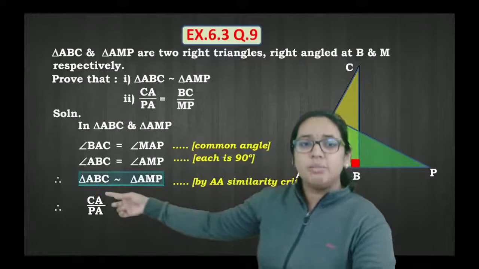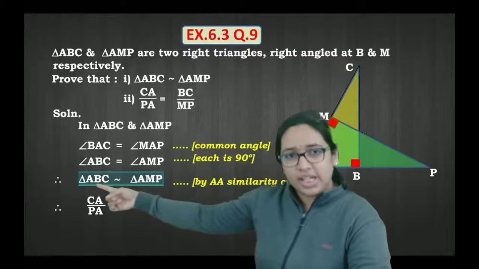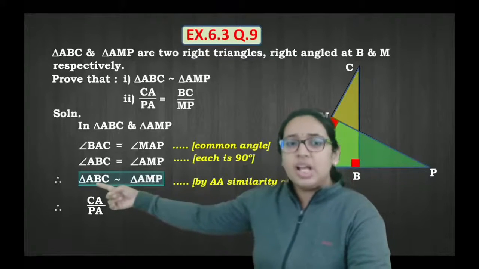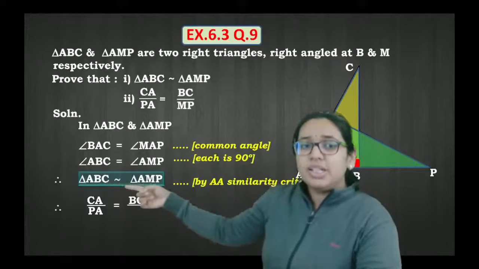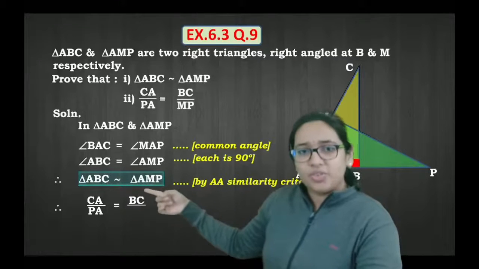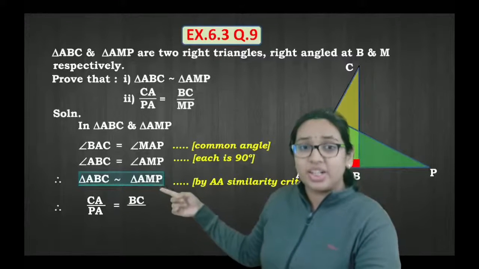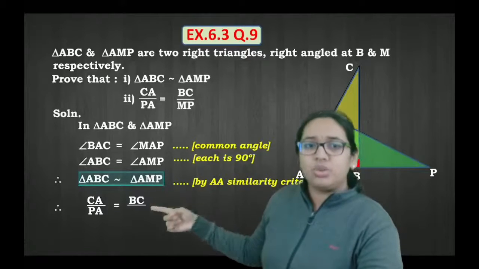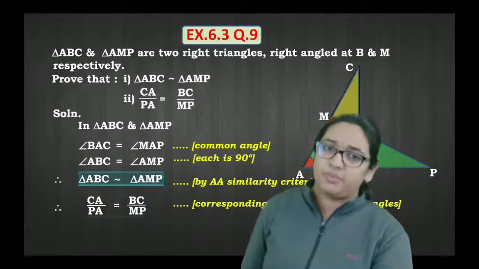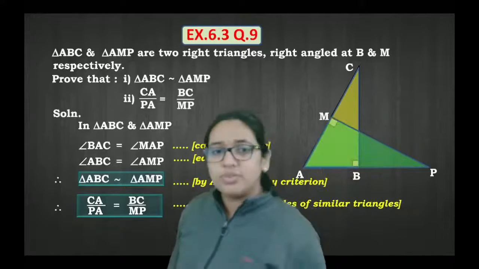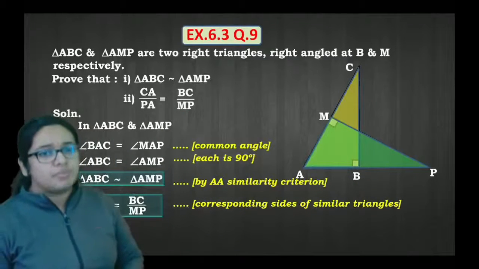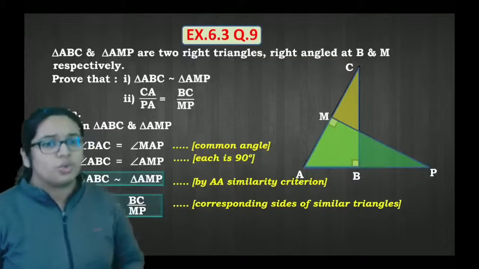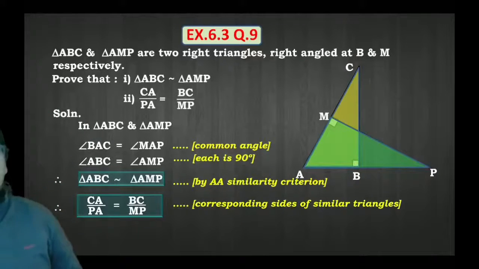Similarly, next one is BC. BC is nothing but second to third. अगर आप इधर second to third consider करोगे, then what will be its corresponding respective side for the second triangle? It will be second to third, that is MP. What will be the reason for it? Reason is nothing but corresponding sides of similar triangles are proportional.